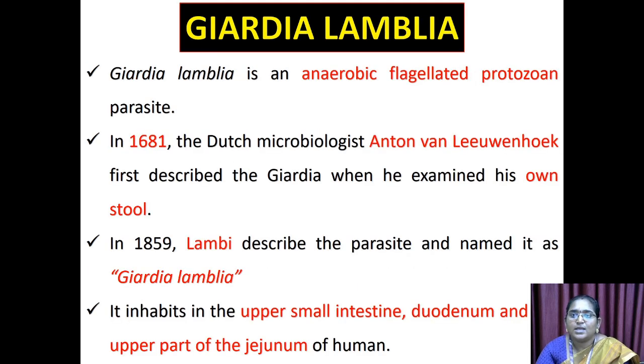Giardia lamblia is an anaerobic flagellated protozoan parasite. In 1681, the Dutch microbiologist Anton van Leeuwenhoek first described Giardia when he examined his own stool. In 1859, Lambl described the parasite and named it Giardia lamblia. It inhabits the upper small intestine, duodenum and the upper part of the jejunum of humans.